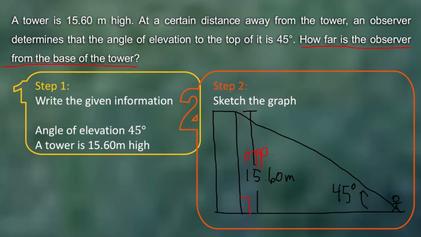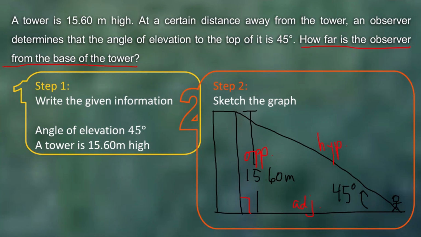Mapapansin nyo po, di ba? This is the reference angle and the opposite side is this one. Di ba? Ayan. And then, yung side next to our reference angle will be the adjacent side. Yan po, para hindi po tayo malito. And then, this line of sight po natin above the observer will be the hypotenuse.